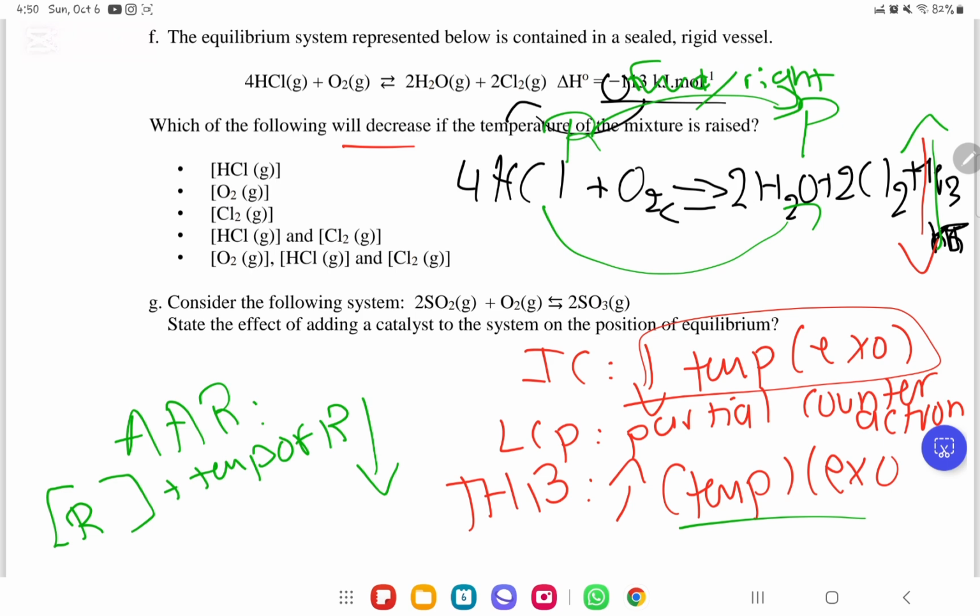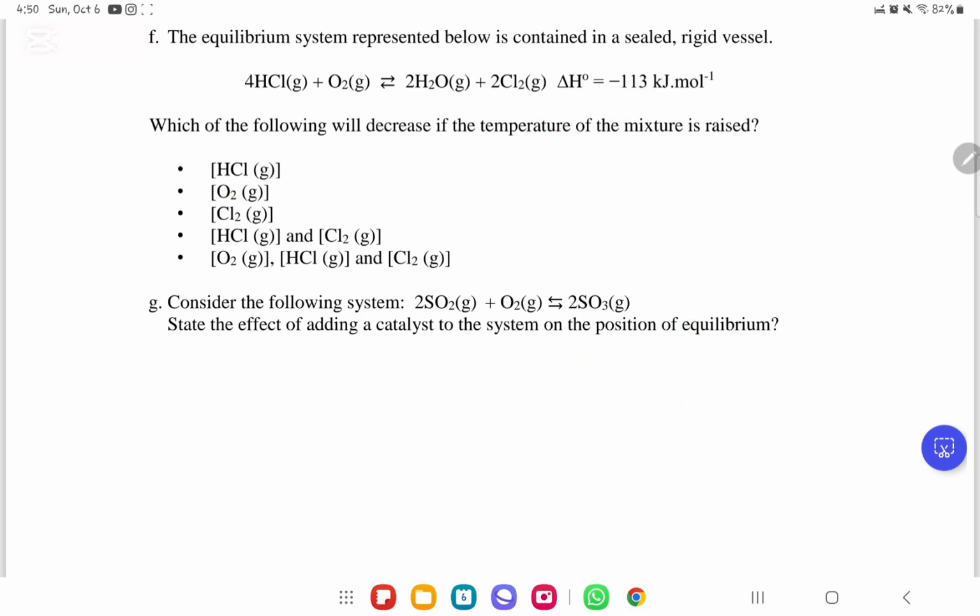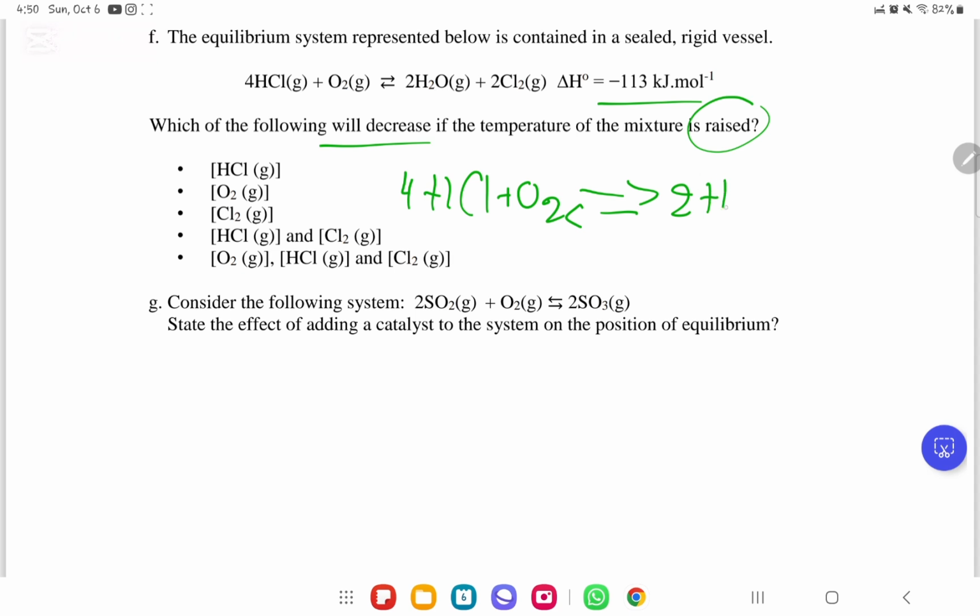They're telling us which of the following will decrease if the temperature of the mixture is raised. So first of all, we have an exothermic reaction. So let's write it with the heat. The heat is included in the product.